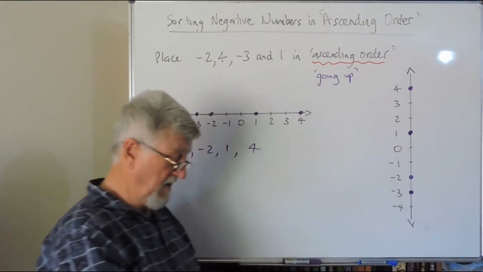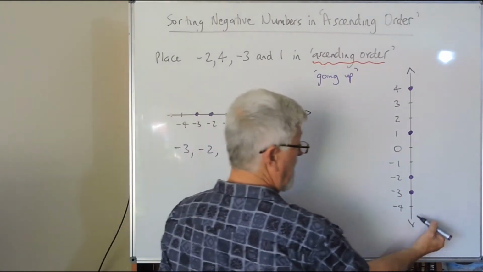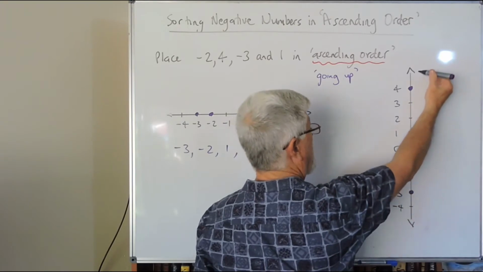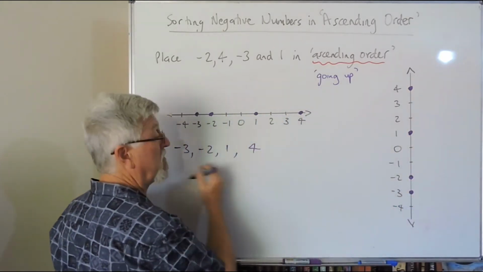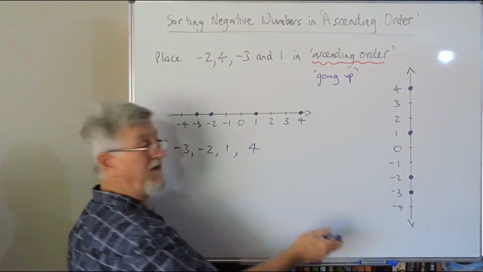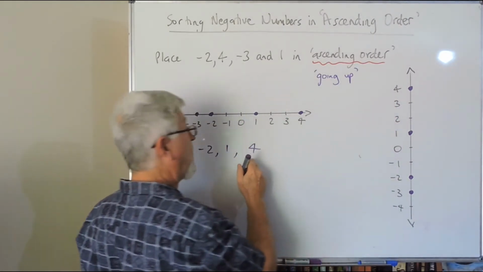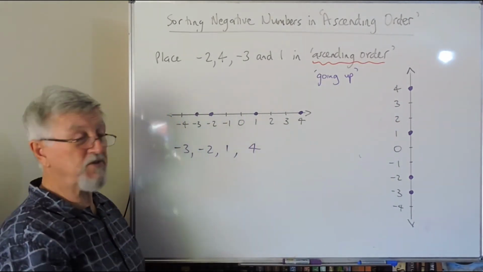Now, for me then, the ascending order is really obvious. You're going from -3 and you're going upwards. So again, you'd write down -3, then the -2, and then the 1, and then 4. And then you've got it in ascending order.